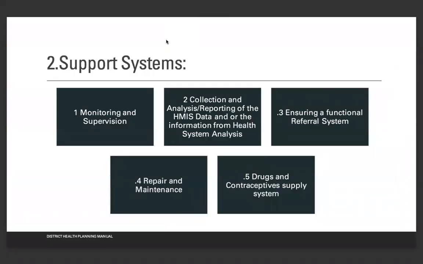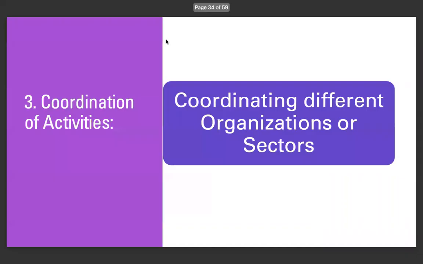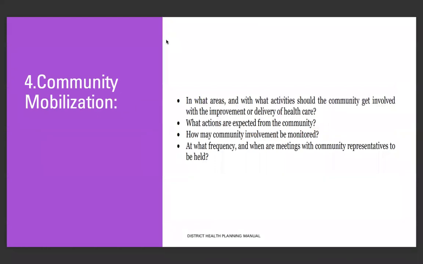Support systems include monitoring and supervising, collection and analyzing and reporting of the HMIS data and/or the information from the health system analysis, ensuring a functional referral system, repair and maintenance, drug and contraceptive supply system, and coordination of activities, coordinating different organizations or sectors. Community mobilization includes in what areas and what activities should the community get involved with the improvement of or delivery of the health care.